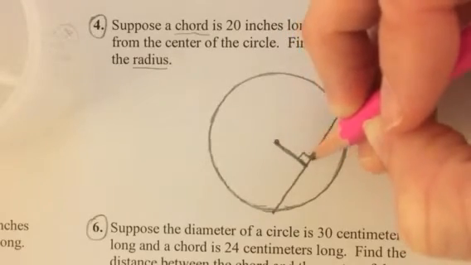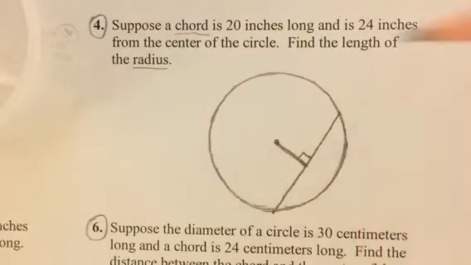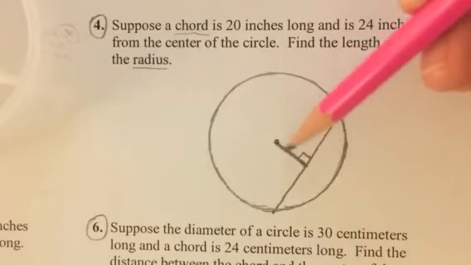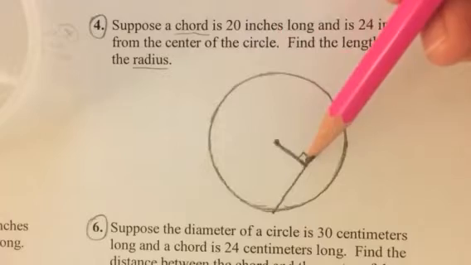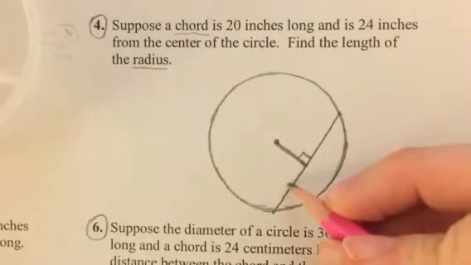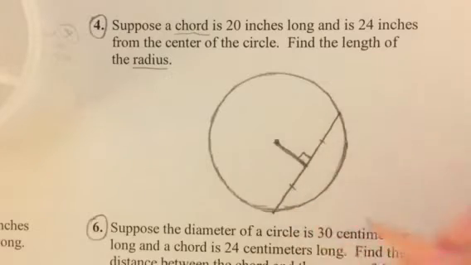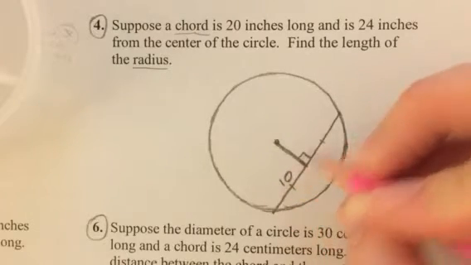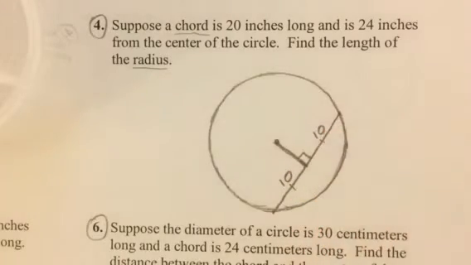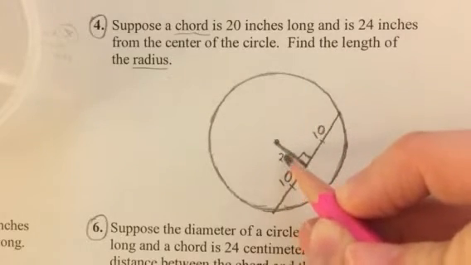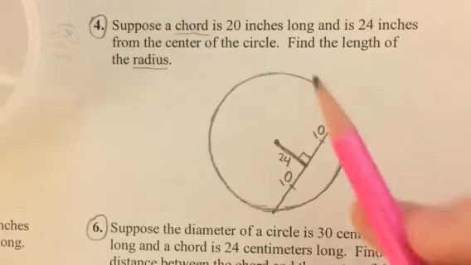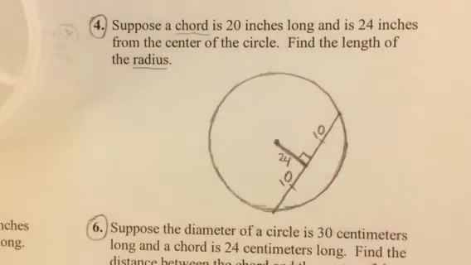Okay, boom. And one of the theorems we just looked at says if it's perpendicular, right, if it's on a diameter, which this would be because it's going through the center and it's perpendicular, then it bisects the chord. So that chord's 20 inches long, so I could label these as 10 and 10. All right, cool. And also they did tell us this distance is 24. All right, now it says find the length of the radius.